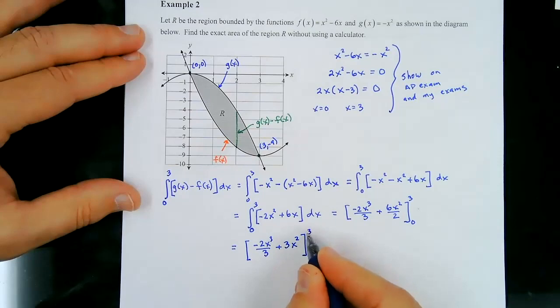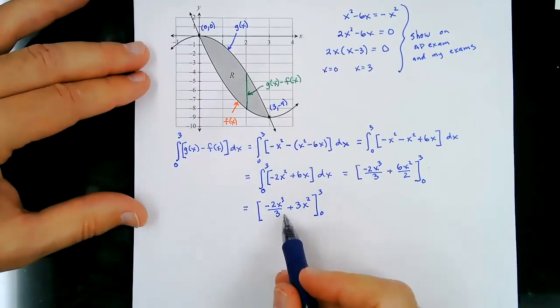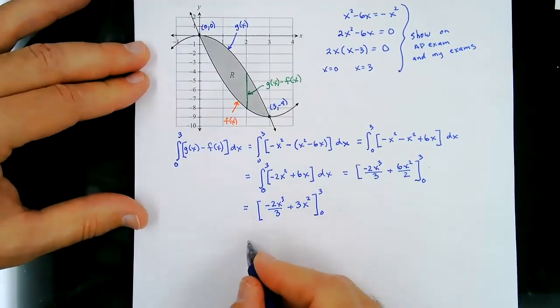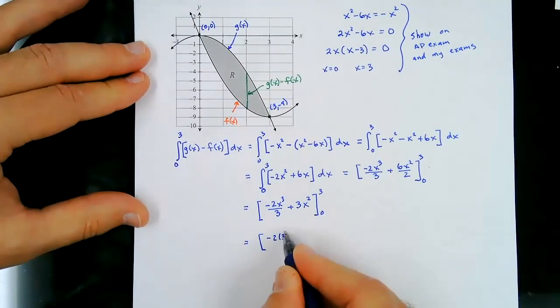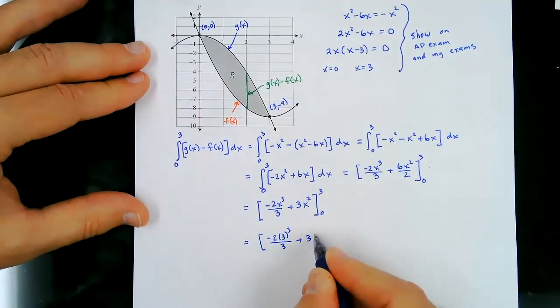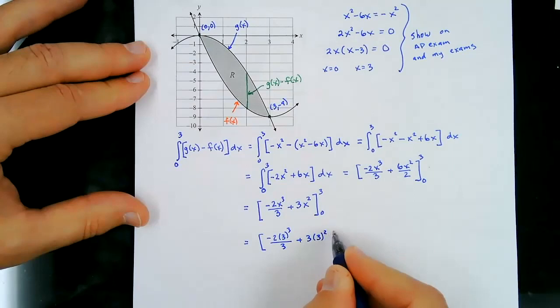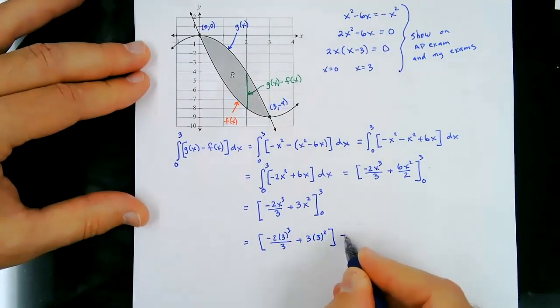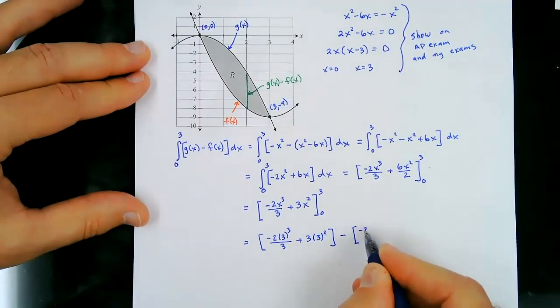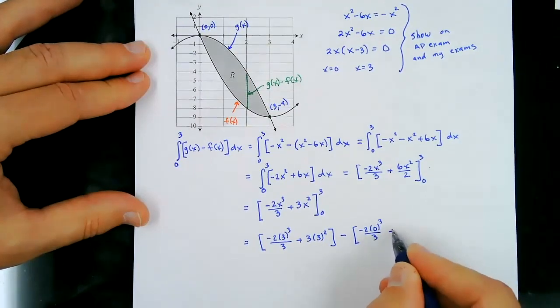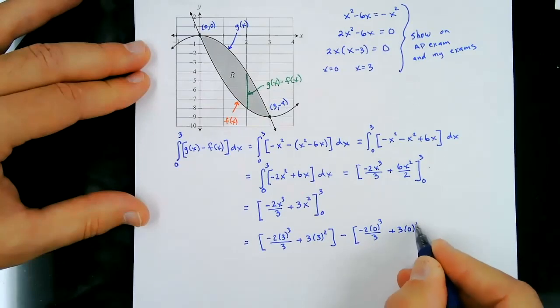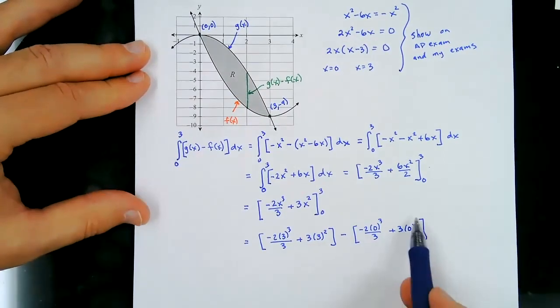From 0 to 3. Okay, so we're going to put 3 into this and subtract putting 0 into it, right? So negative 2 times 3 cubed over 3 plus 3 times 3 squared, and then minus negative 2 times 0 cubed over 3 plus 3 times 0 squared. Okay, you need to write this.